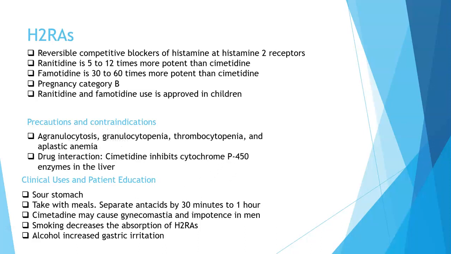Drug interactions, cimetidine inhibits the cytochrome P450 enzymes in the liver. Used for sour stomach. They will take these with meals, separating antacids by 30 minutes to an hour. Cimetidine may cause gynecomastia and impotence in men. Smokers need to know that smoking decreases the absorption of H2RAs. And alcohol increases gastric irritation, so they need to avoid the use of alcohol as well.